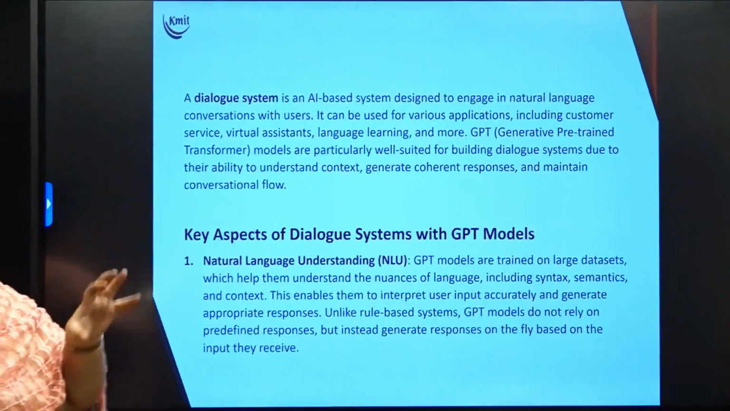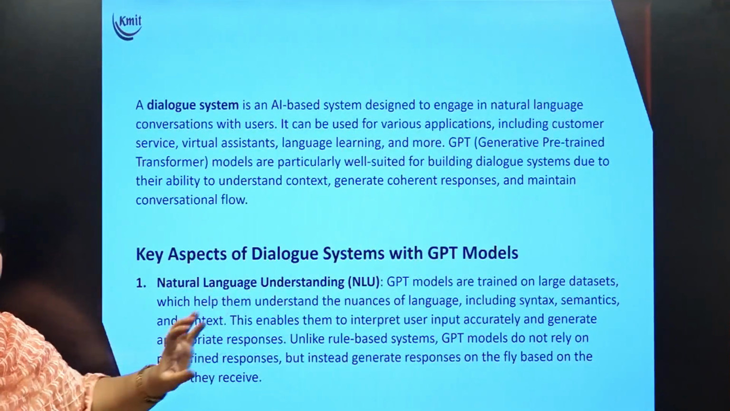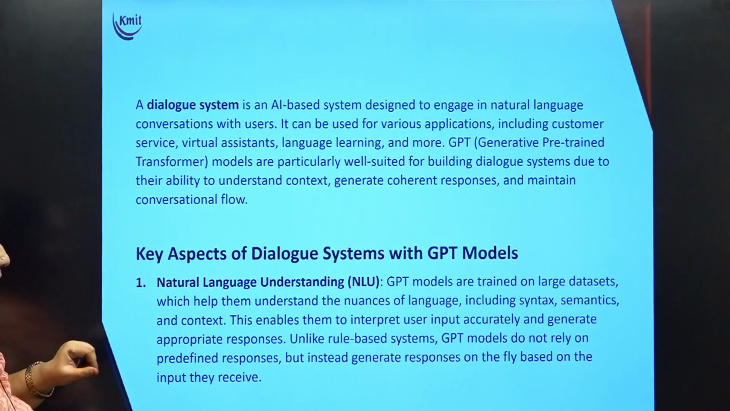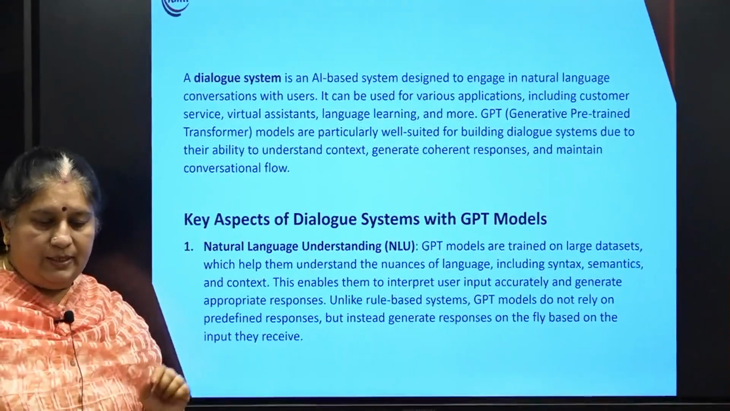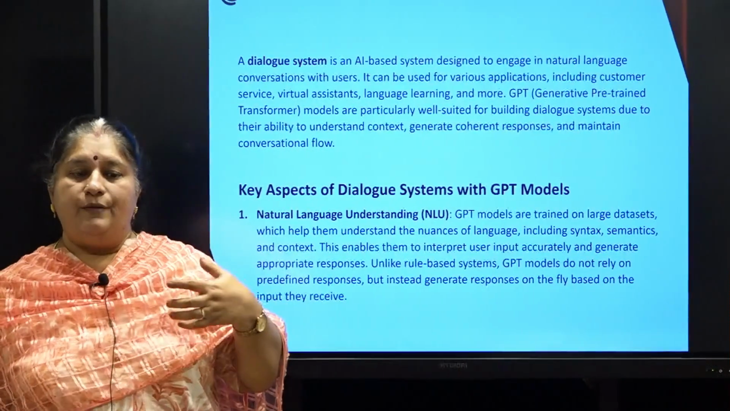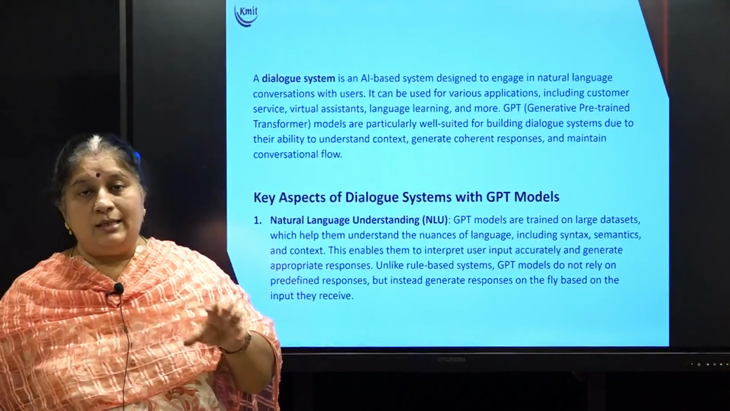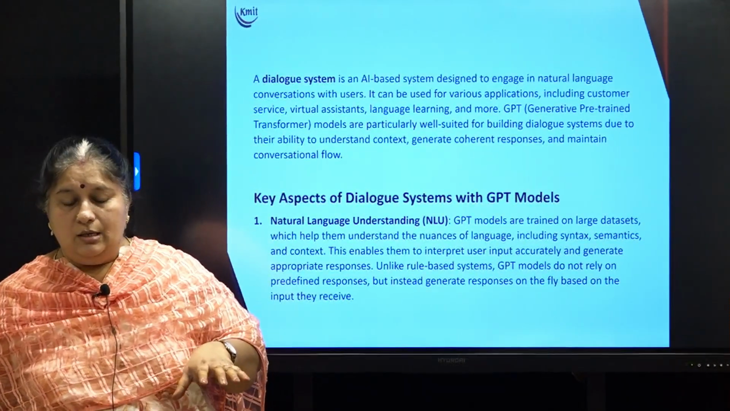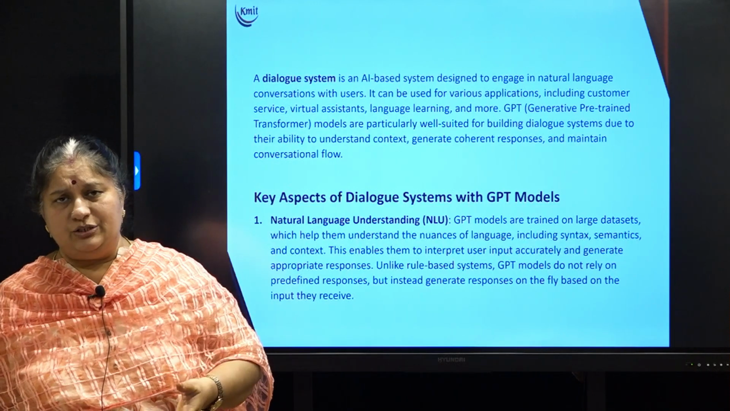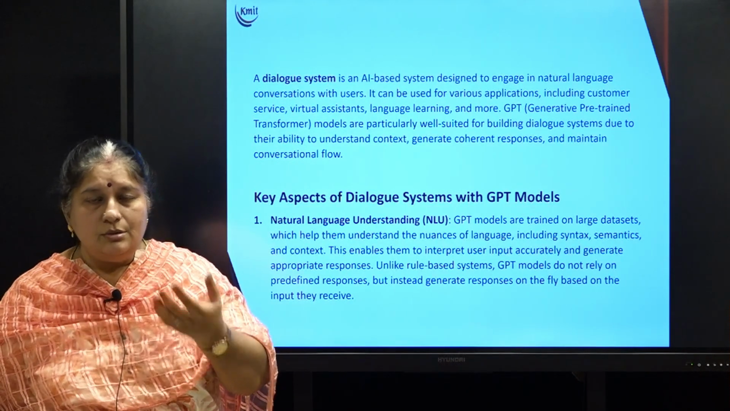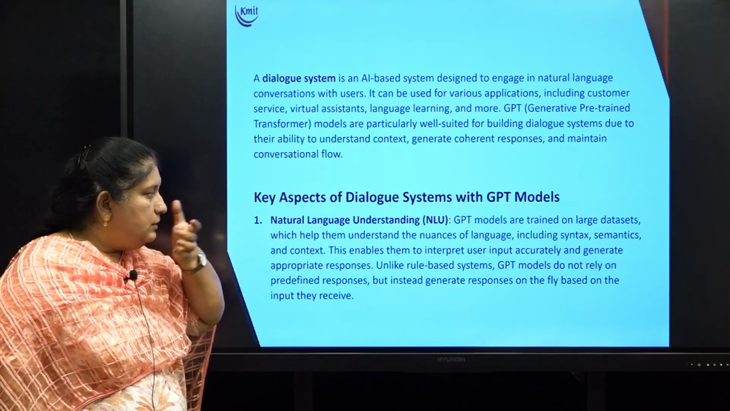Now, how is GPT assisting us to build a dialogue system? What are the key aspects of that? We will try to discuss here. What are the key aspects of a dialogue system? Natural language understanding. First of all, the GPT model has to understand what type of language or what type of context the user is involved in, what is the dialect there, or sometimes the accent could be different, sometimes the spelling could be different. We know American English and British English. So, which context are you trying to communicate in?